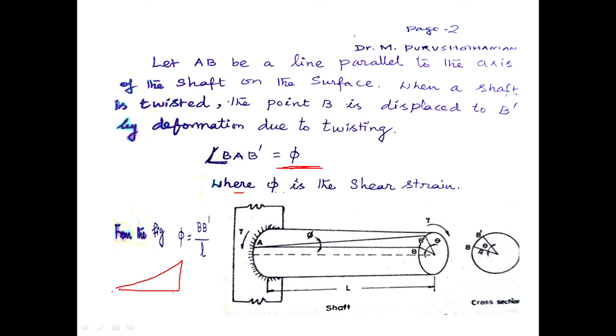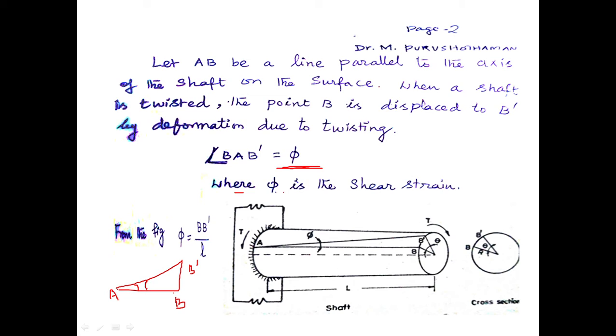Yes, A, B, B dash, is it not? B dash, right? Here the curved length is considered as straight because the displacement is very small.